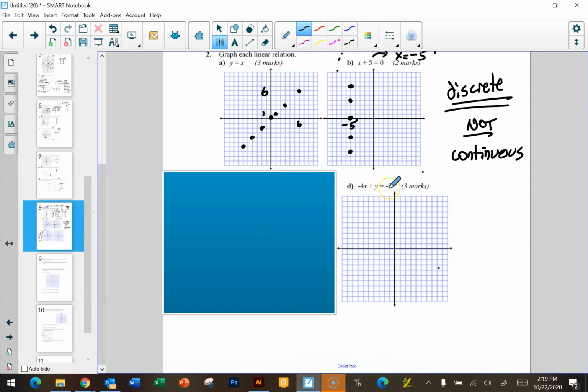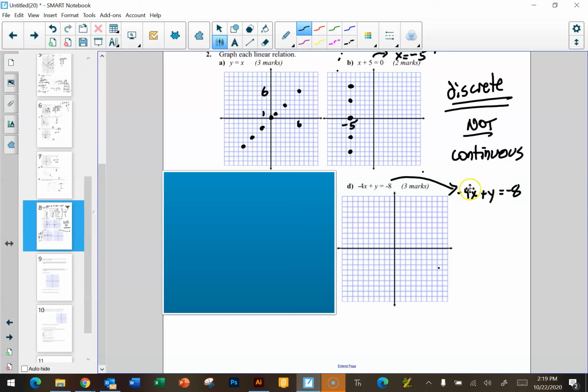Let's go with this one. Now we've got an x and a y, so we probably should do a little bit more work on this one. So I'm going to rewrite this equation in terms of y equals, and then that'll make it easier for me to make a table of values and graph. So I started with negative 4x plus y equals negative 8. I want to get the y by itself, and I want it to be positive. Well, it's currently positive, so I don't want to move the y. I'll move the negative 4x.